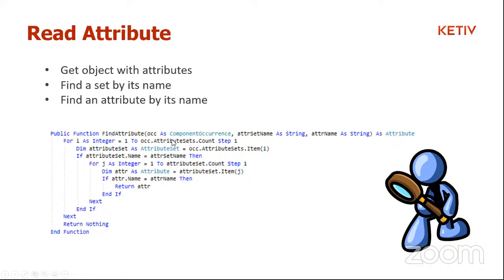Now, be careful, Inventor likes to start at 1, not 0. It caught me when I was doing this, so keep that in mind. So we're going to for loop through each of these attribute sets, and we're going to check, hey, do you match the set name that we're looking for? And if it does, then we'll for loop through each of the attribute names inside that set and check if it matches the name we're looking for. And once it does, we'll return that attribute. If we don't find anything, we'll return nothing. So that gives you one example of being able to read through all of the attributes on an occurrence and pull one that matches a set name and a name.